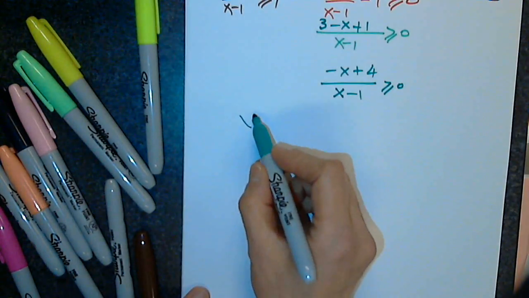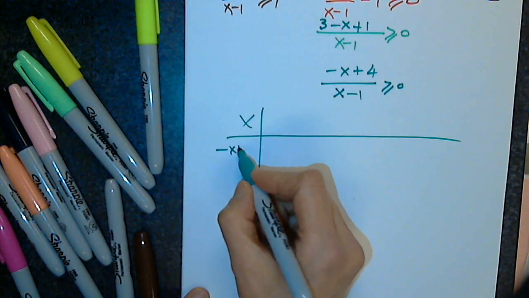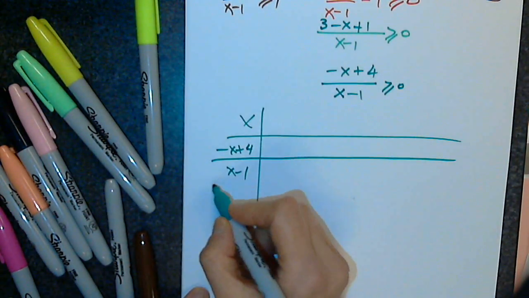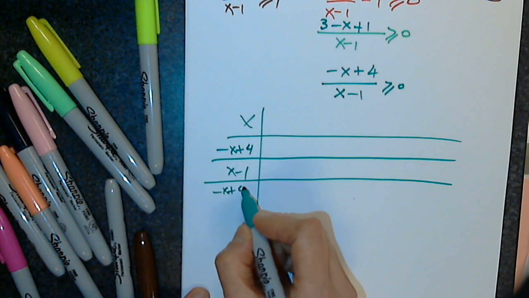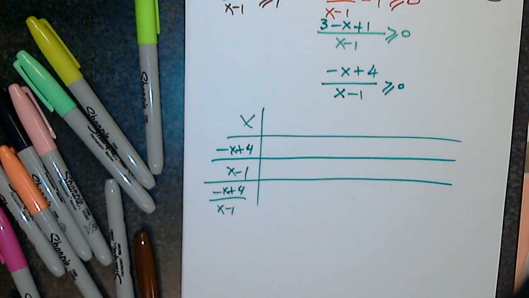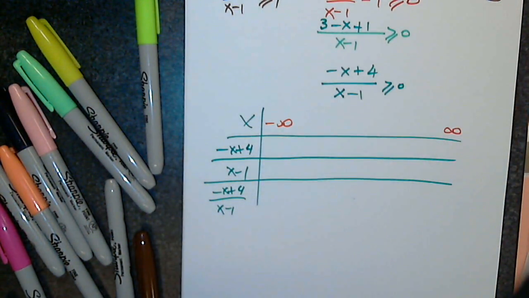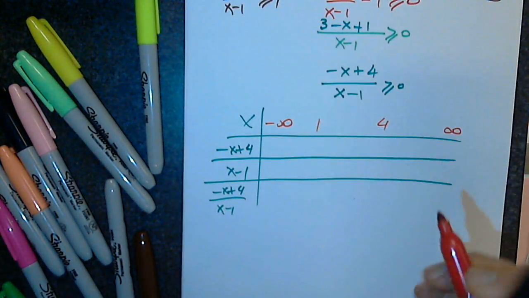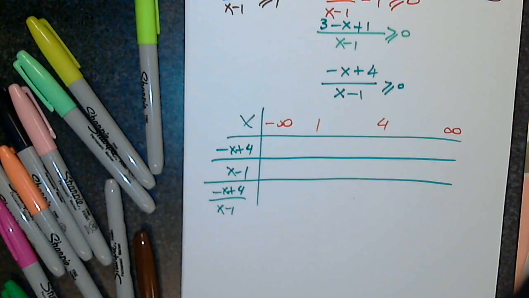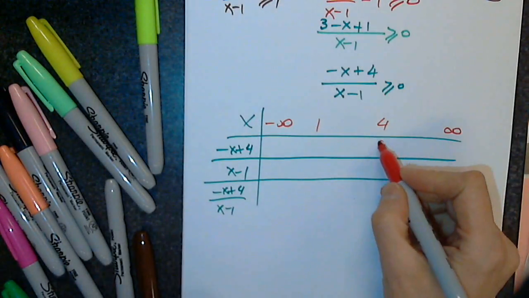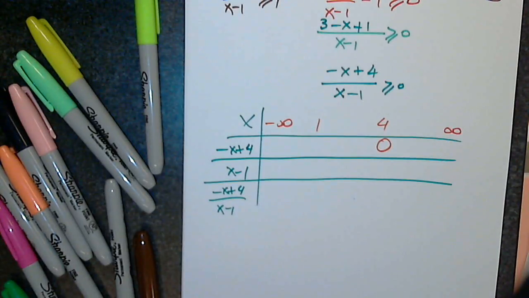The chart, of course. Negative x plus 4, x minus 1, and the ratio. We have to study the sign. So from negative infinity to infinity, which numbers go in the chart? 4, yes, 4 and 1. Yes, in order from left to right. 1. Very good. There is a 0 in the first row under 4. Awesome. There is a 0 in the second row. What is the third one?